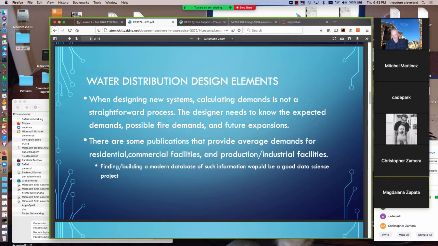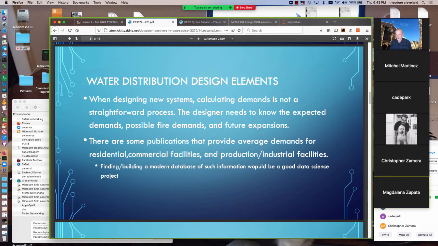And so if it's a brand new system that's not a build-out of an existing system, there's a fair amount of guesswork involved in this step. There are publications that provide estimates of average demands for residential, commercial, and industrial facilities. And some of them we will examine when we do the demand lecture.